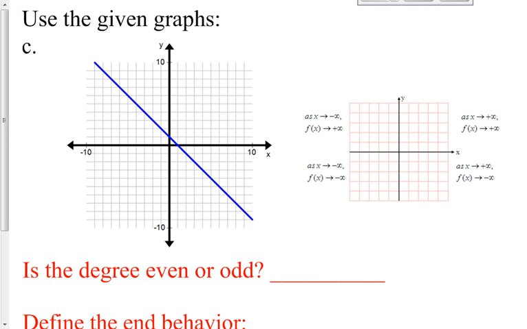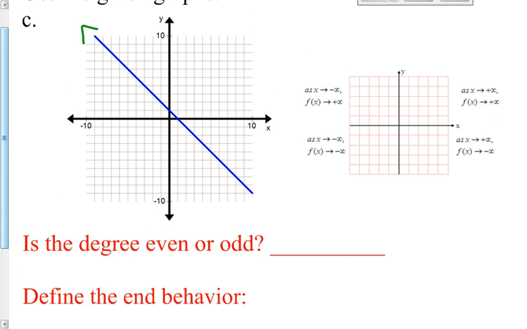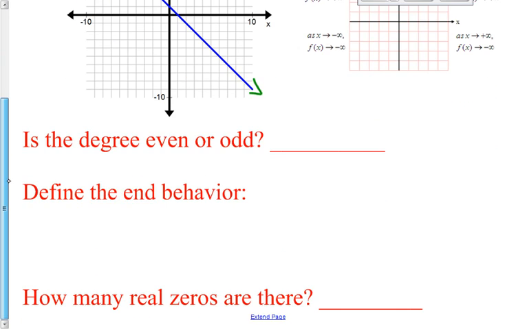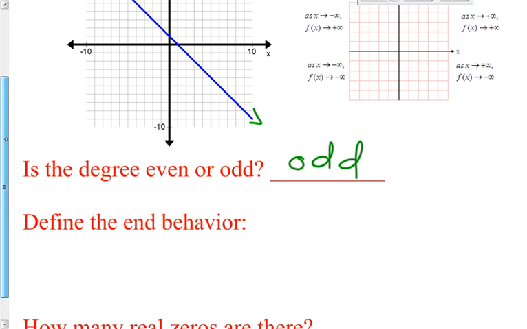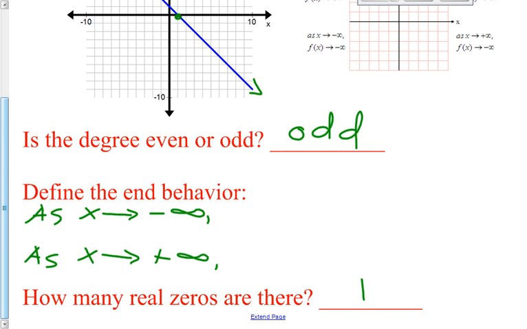Let's move on to number 3, or letter C. Is this degree even or odd? Notice how they are ending up in opposite directions. It starts top left, it ends bottom right. So the opposite directions, it means that it's an odd degree. How many times does this cross the x-axis? Just once. So there is 1 real zero. Now you're going to tell me what happens as x approaches negative infinity, or as it moves to the left, and what happens as x approaches positive infinity, as it moves to the right.